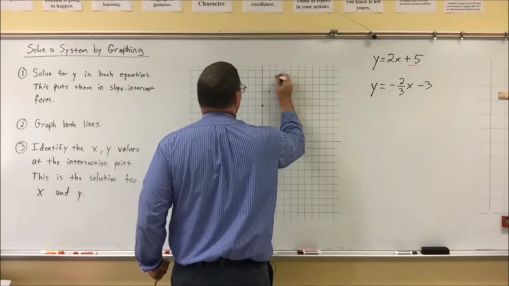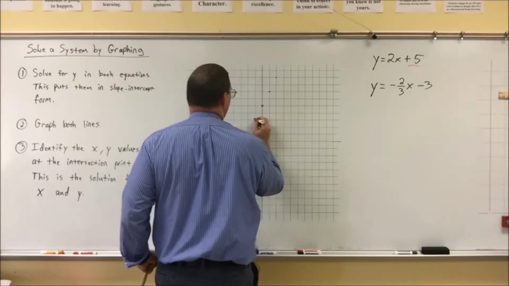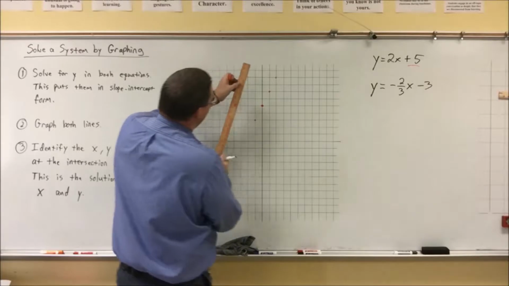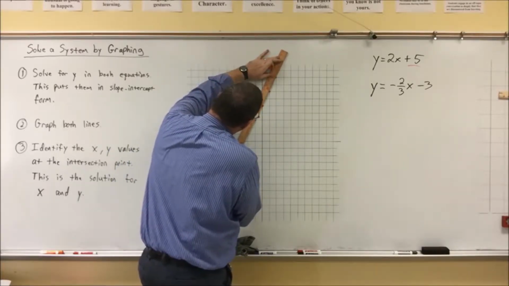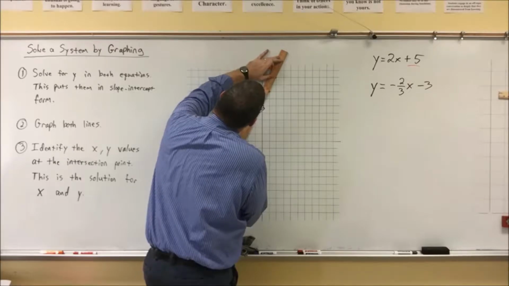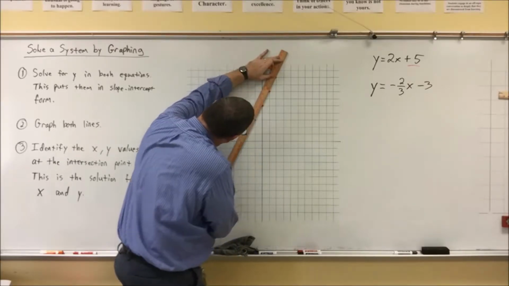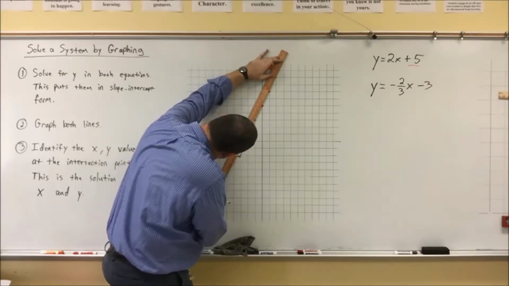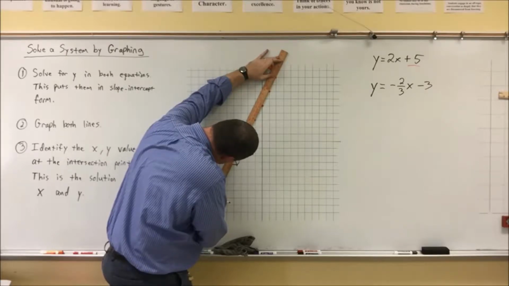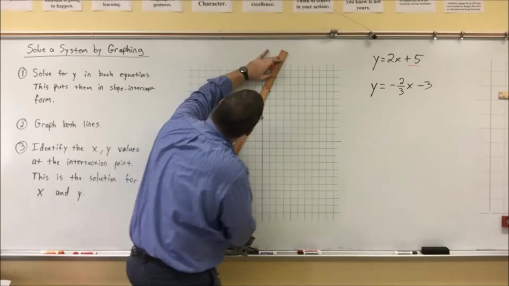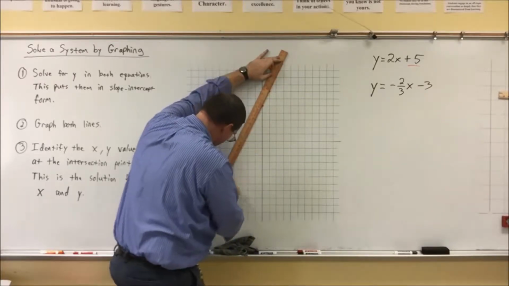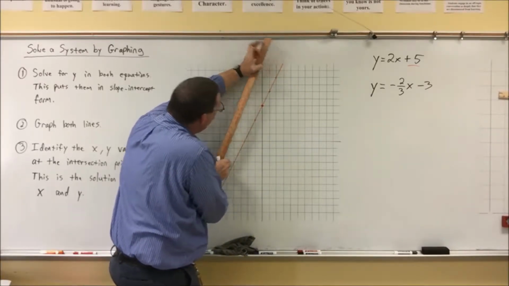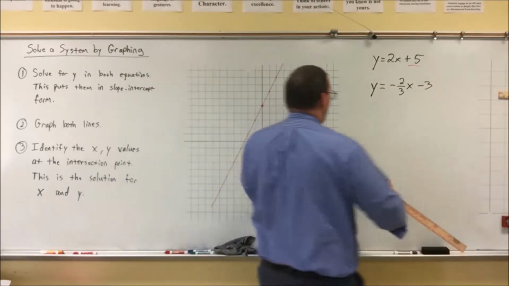We could do it again, up 2 over 1. We could also go down 2, back 1. But I really only need 2 points. Then I'm going to line them up and draw a line. Let's make sure I got these lined up. And now I'm going to draw a line. There we go, and that is the first line.